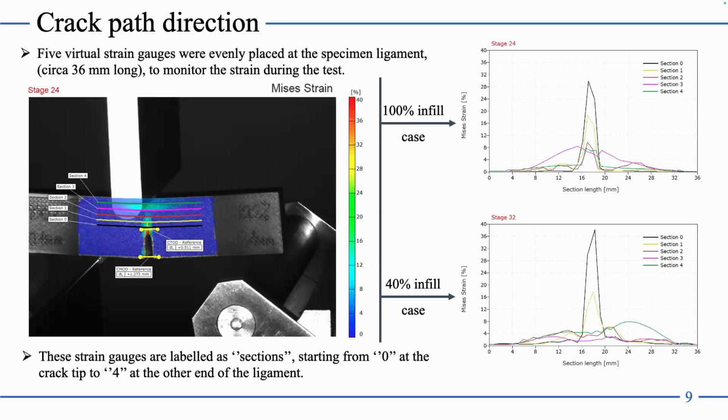Concerning the crack path direction, this was also a matter. We used virtual strain gauges. We placed 5 of them on the specimen ligament to see the deformation field. From our previous works, we established that if you have this candle shape, so this is a diagram from the full length of this segment, we see that in the middle, the highest deformations are present for 100% infill and for 40%, meaning that actually the straight crack propagation is present in our specimens.